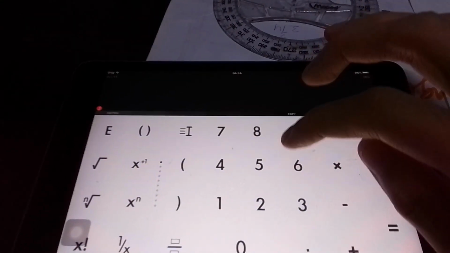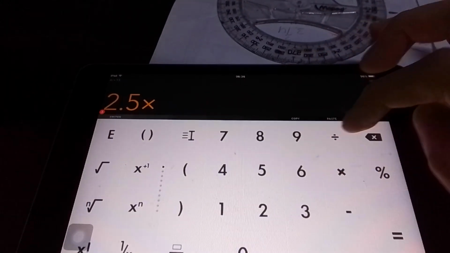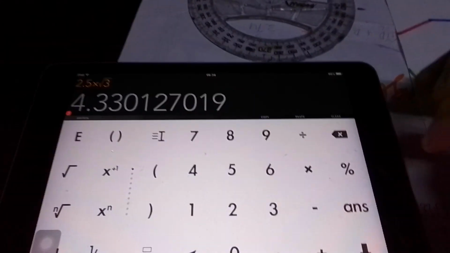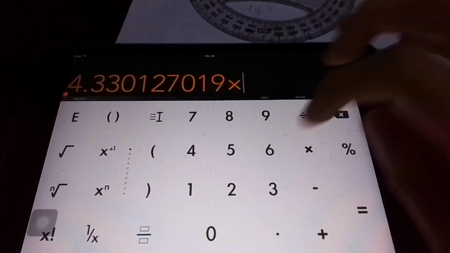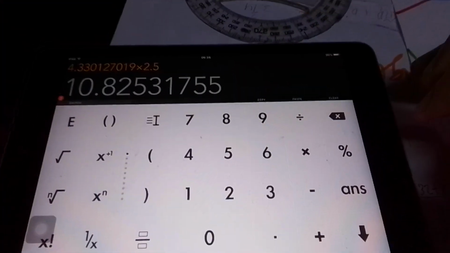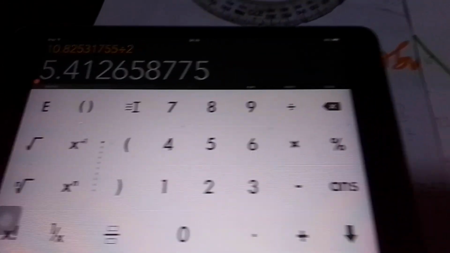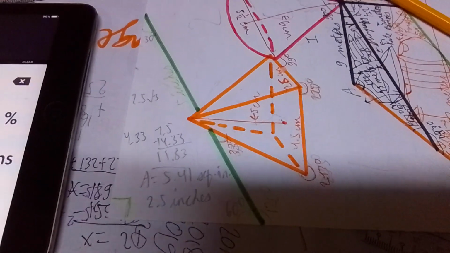You can also do it this way. You can do 2.5 times the square root of 3. That's the height. Then multiply that by 2.5. You get something like this, 10.82. Then divide your answer by 2. You should get the same 5.41 square inches.